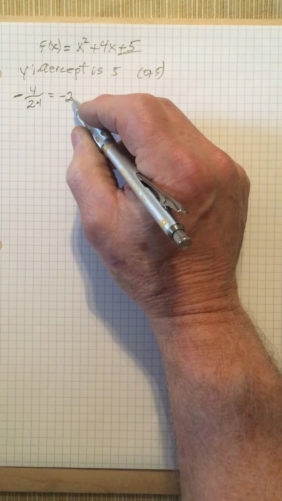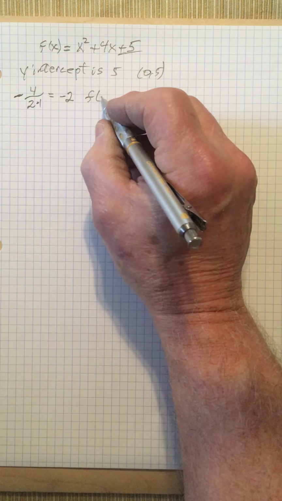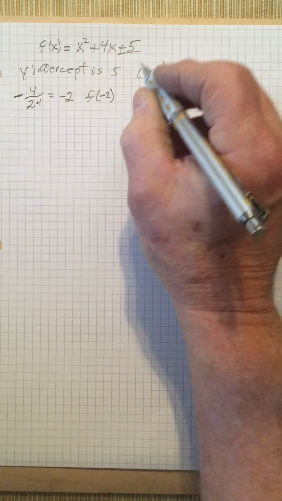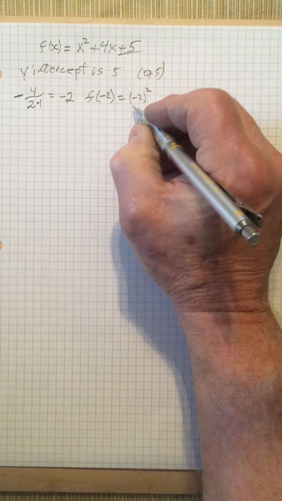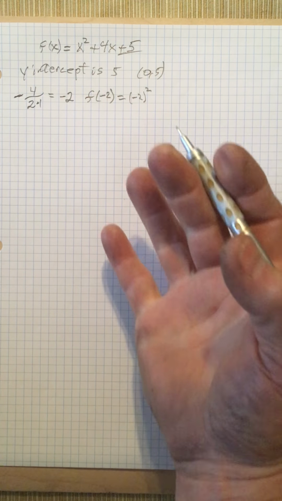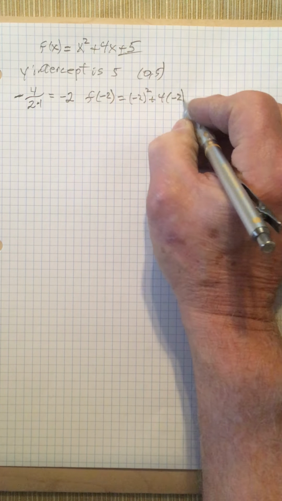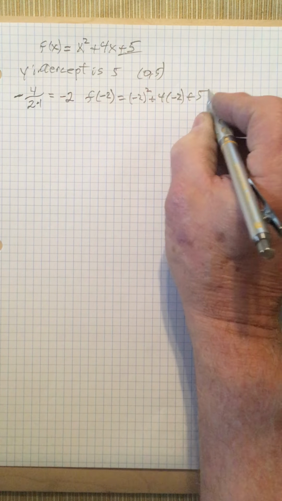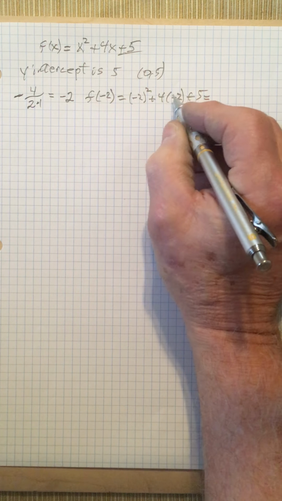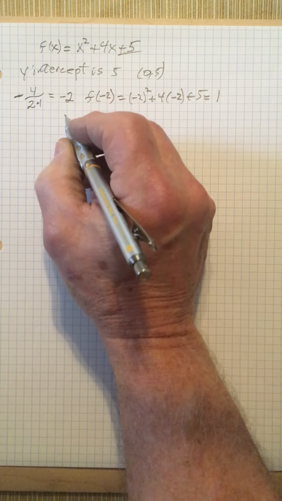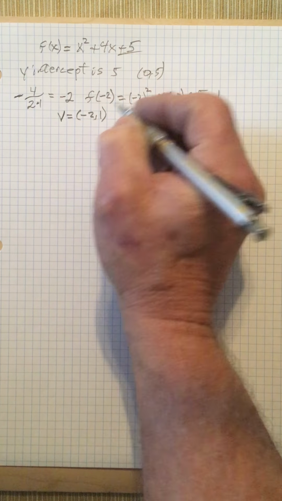And then the other coordinate of the vertex is just f at this x coordinate. So f of minus 2 equals minus 2 squared. Again, notice the parentheses here, because squaring a negative becomes a positive. Plus 4 times negative 2, again the parentheses here, plus 5 equals 4 minus 8, so that's minus 4 plus 5, that's 1. So our vertex is at x is minus 2 and the function is at 1.